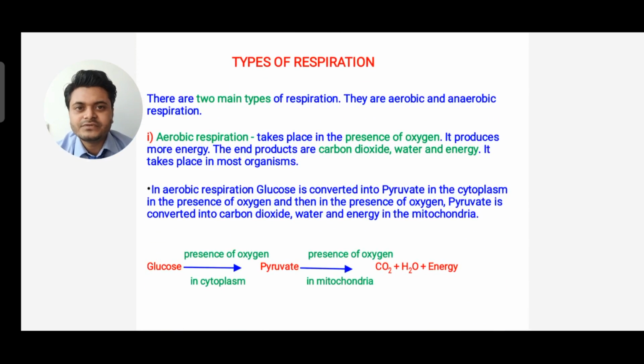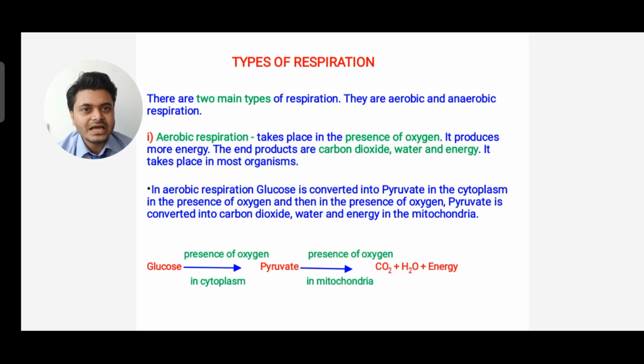Now, certain types of respiration are there. There are mainly two types: one is aerobic respiration, another is anaerobic respiration. Now, what is aerobic and what is anaerobic? From the term, aerobic means in presence of oxygen, and anaerobic means in absence of oxygen. So aerobic respiration takes place in presence of oxygen, and it produces more energy.